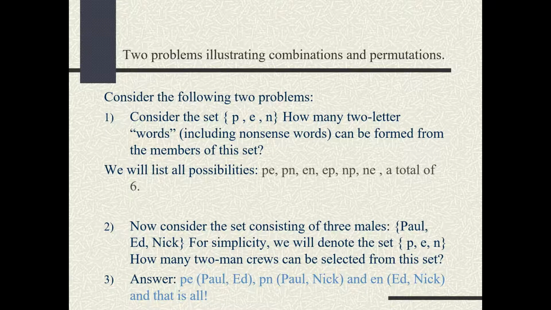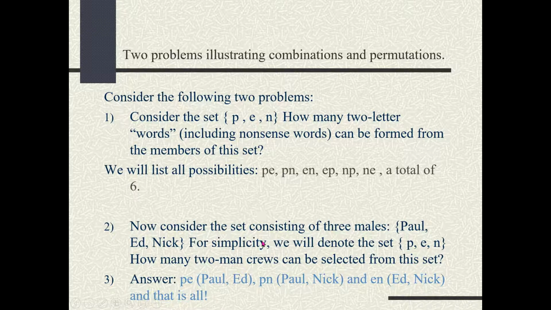Now consider a problem that will further illustrate the difference between combination and permutation. Consider the set PEN. How many 2-letter words, including all nonsense words, that is, whether they have a meaning or not, are all included. So this is the set PEN, and we want to see how many 2-letter words can be formed. If I list the 2-letter words, they will be P with E, then P with N, then E with N, E with P, and so on. So we will have 6 different possibilities, right?